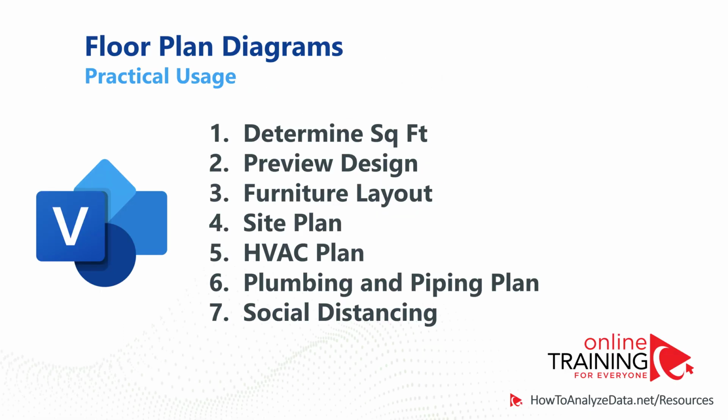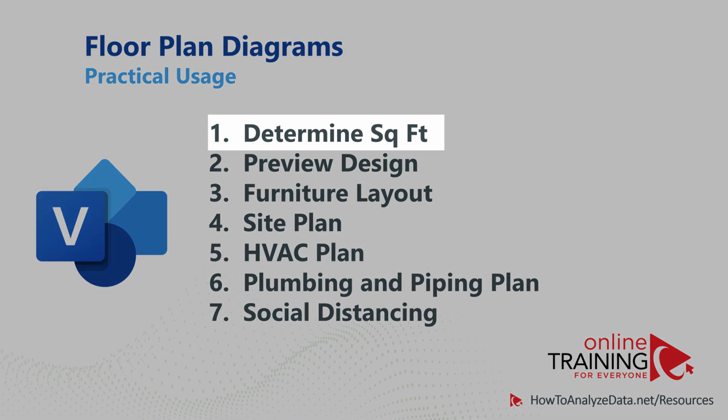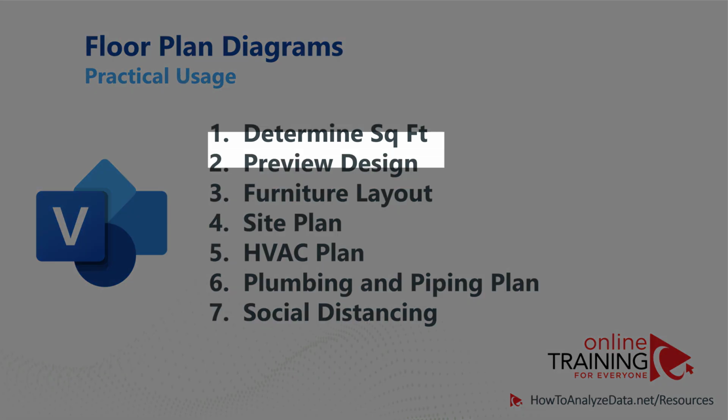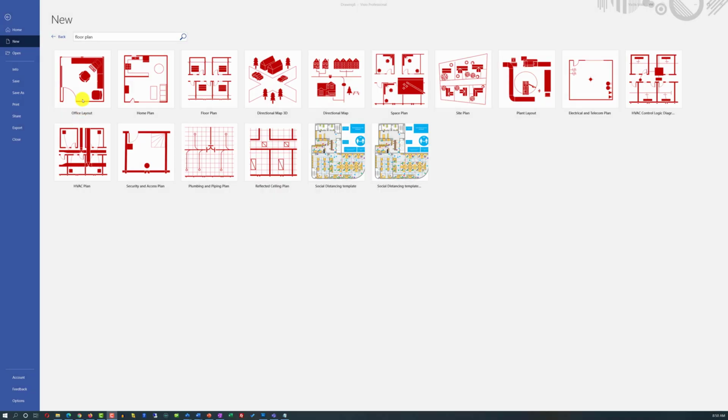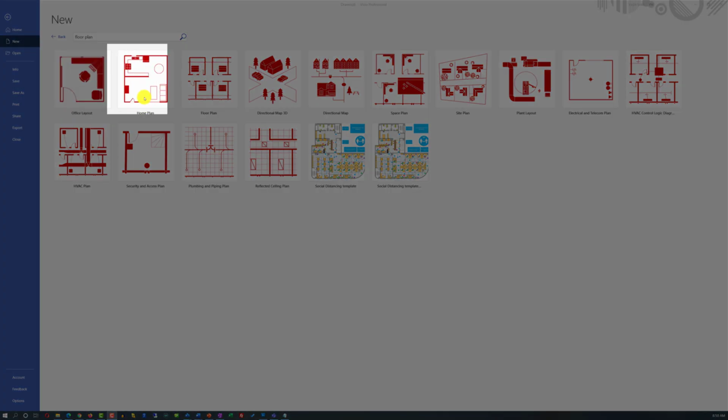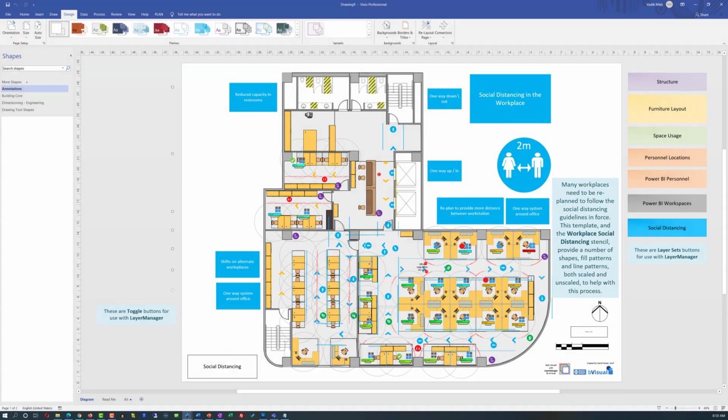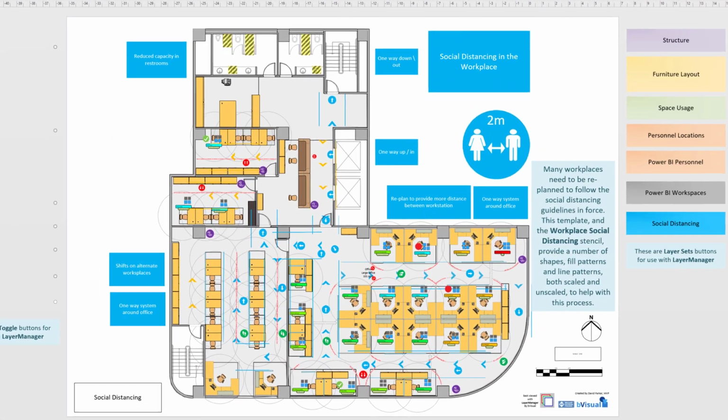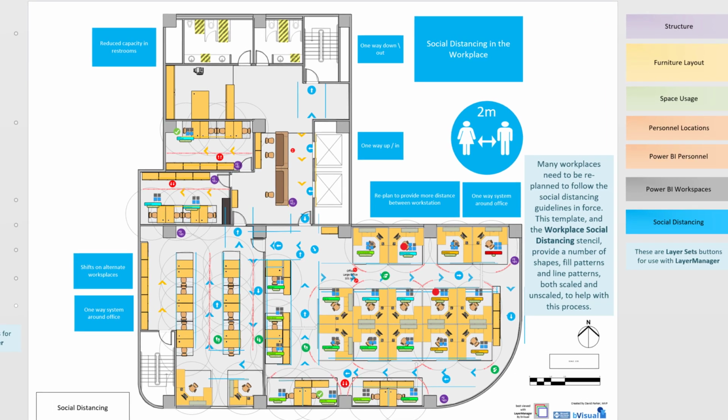A lot of times, I'm asked what are the most practical uses of floor plan diagrams. In addition to helping you determine square footage and preview the design, you can also create a furniture layout for the office, for your home, for the actual floor plan, as well as create a site plan or document how HVAC controls are going to work in this living space or office space by building the HVAC plan, create security and access plans, create plumbing and piping plans, electrical plans, and even help people understand how social distancing is going to work in the current living space.